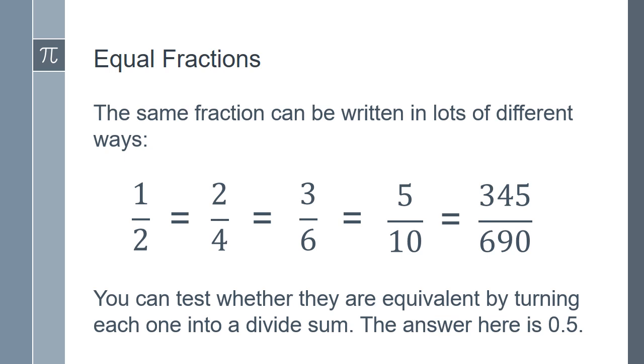And you can test whether they are equivalent or the same by turning each one into a divide sum. So you do the top number divided by the bottom number. And if you did that for each of these fractions, you'd find that the answer is always 0.5. So if you do want to test any fractions to see whether they are the same, you turn them into a divide sum, and if you get the same answer for the different divide sums, then you know the fractions are the same.